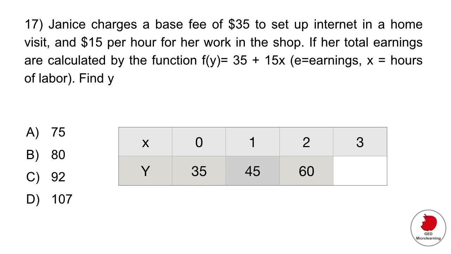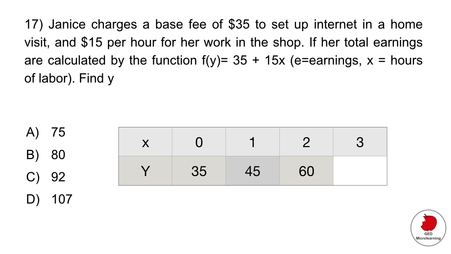Question 17. Janice charges a base fee of $35 to set up internet in a home visit, and $15 per hour for her work in the shop. If her total earnings are calculated by the function f(x) = 35 + 15x, where y is equal to the earnings and x is equal to the hours of labor, find y.